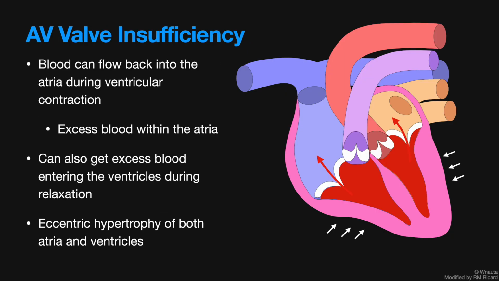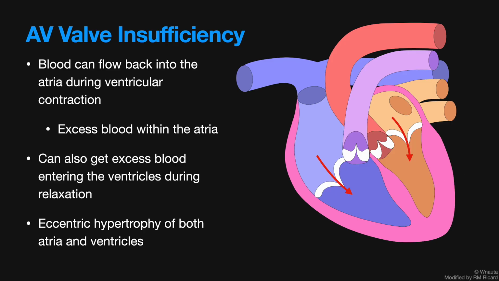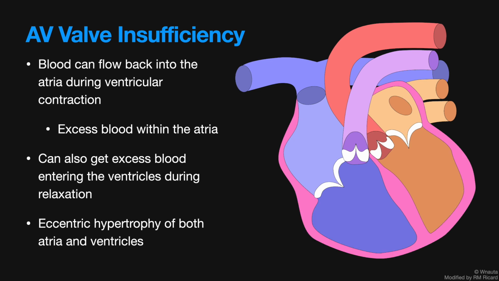A common cause of eccentric hypertrophy is atrioventricular valve insufficiency. In this condition, failure of the atrioventricular valves allows blood to flow back into the atria during ventricular contraction, resulting in excess blood within the atria. You can also see excess blood entering the ventricles during their relaxation phase. Therefore, AV valve insufficiency typically results in eccentric hypertrophy of both the atria and the ventricles.